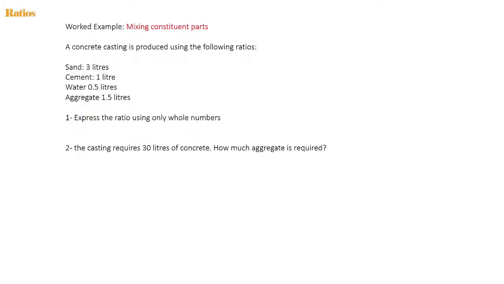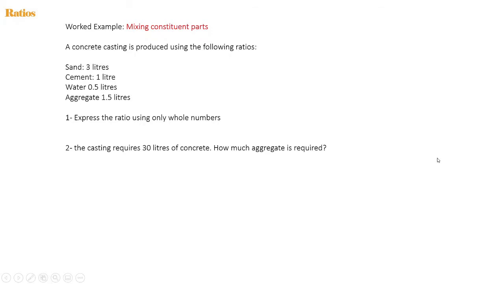Okay, so going back to ratios a little bit more as well. A concrete casting is produced using the following ratios: sand, cement, water, and aggregate. And that gives you the exact measurements there. One, express the ratios using only whole numbers. And two, the casting requires 30 litres of concrete. How much aggregate is required?